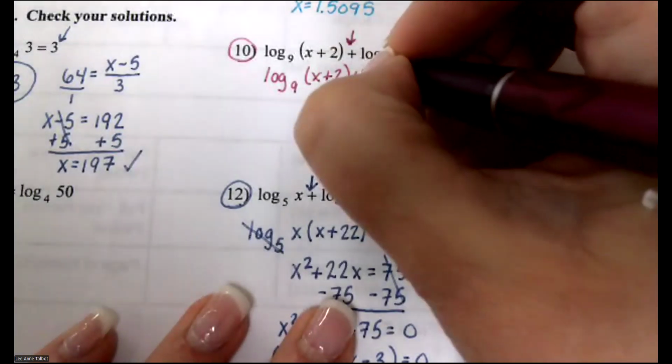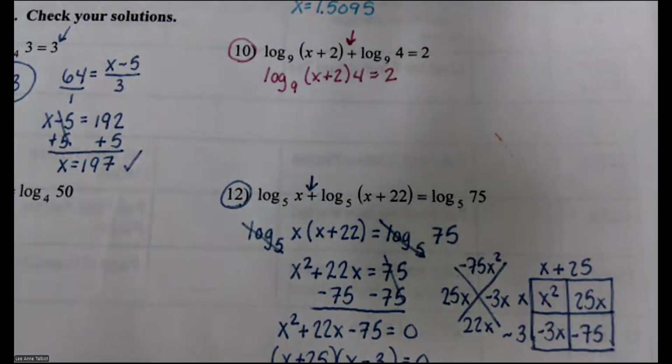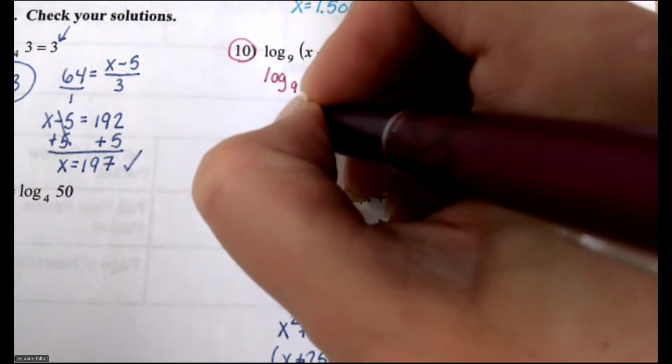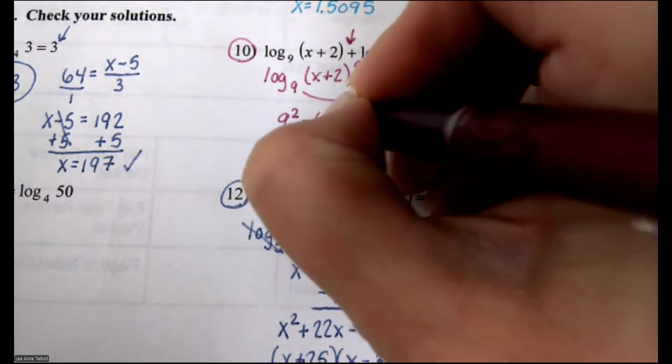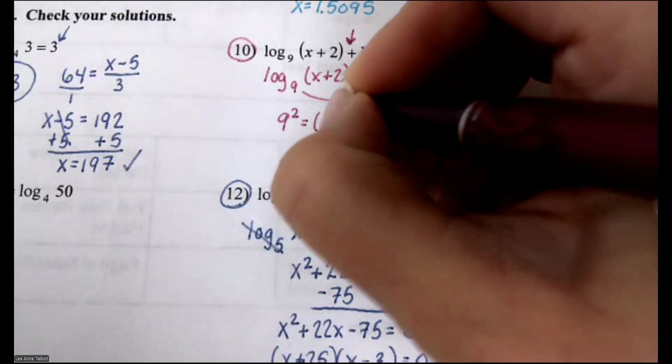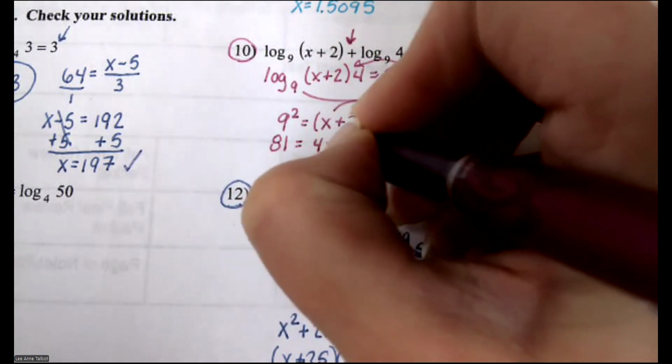Equals 2. And then step 2, Guinan circle or cross out. Guinan circle. Great job. 9 squared equals x plus 2 times 4. 81 equals 4x plus 8.